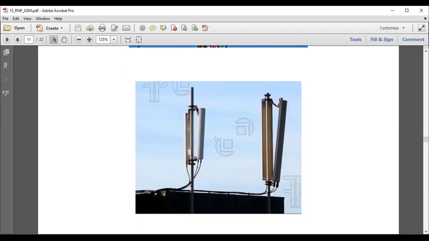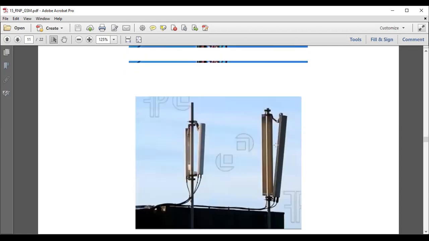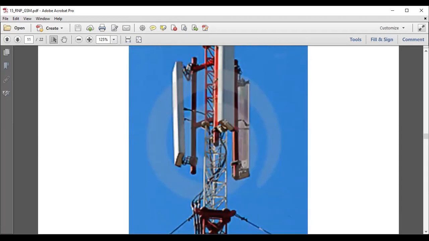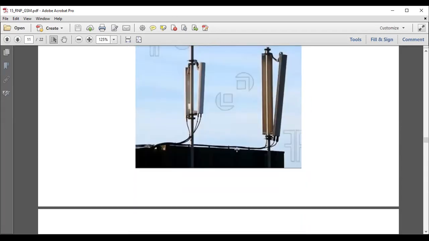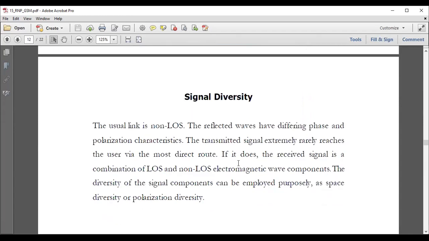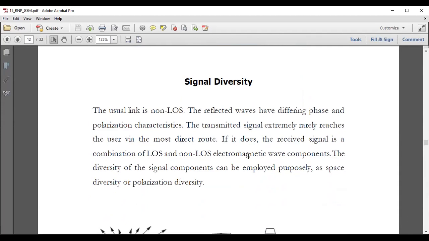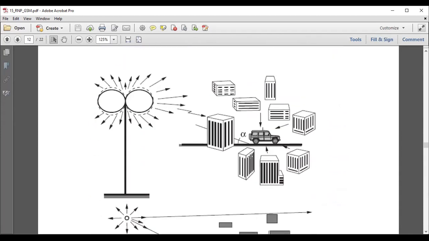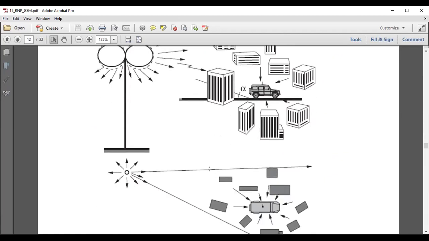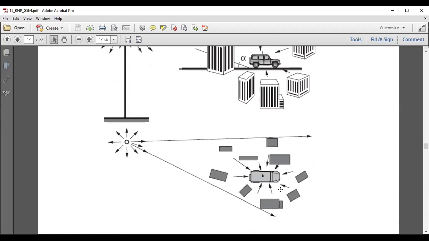Now, let's discuss why we have a pair instead of one. Sometimes you may have noticed at the base station, a lot of times you have a pair of antennas in every direction. The technique used there is called signal diversity. We know that we have a multipath environment. The signal gets to the receiver via many different paths this way.